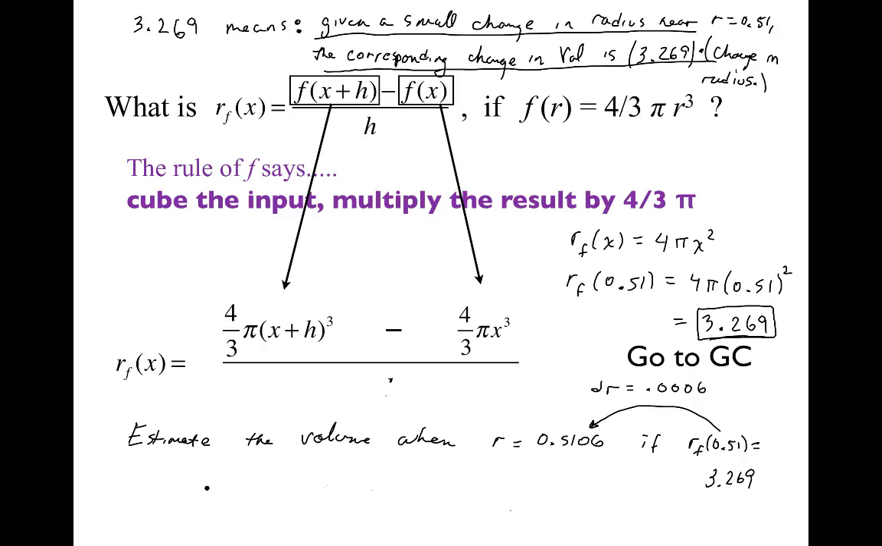So then our change in volume would be what he said, 3.269 times that change in radius. Will that give us an estimate for the volume at 0.5106? It'll give us the change in volume. So therefore, what is our volume estimate?